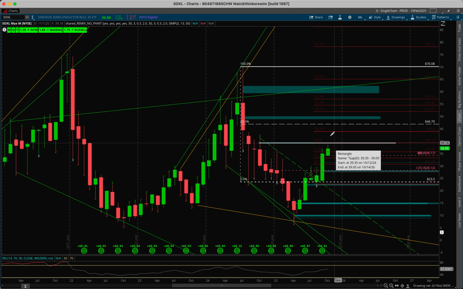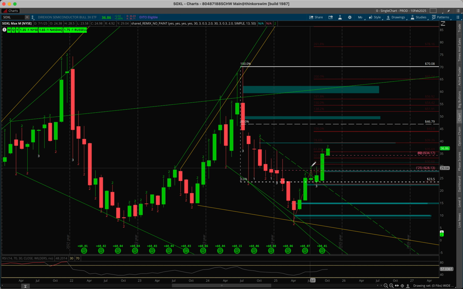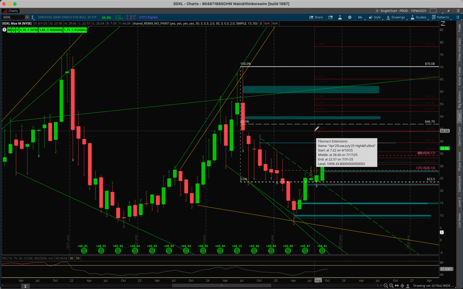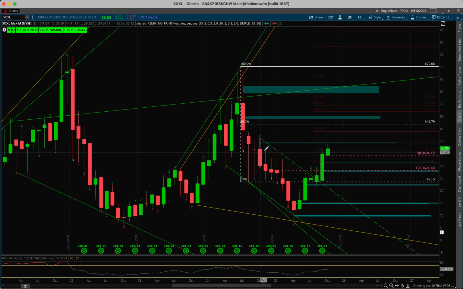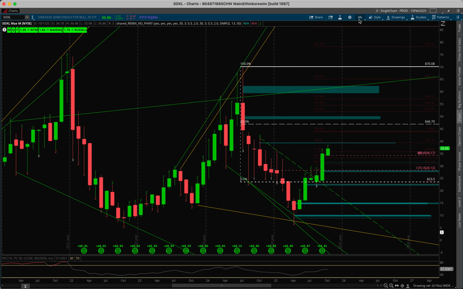Looking to close that gap, possibly going up to this 100 fib extension of this April 7 low to July high, to July pullback. That fib extension, this 100, is 4408. So if we reach that 4119, 4380 would be the next level that we're looking for on the month perspective.